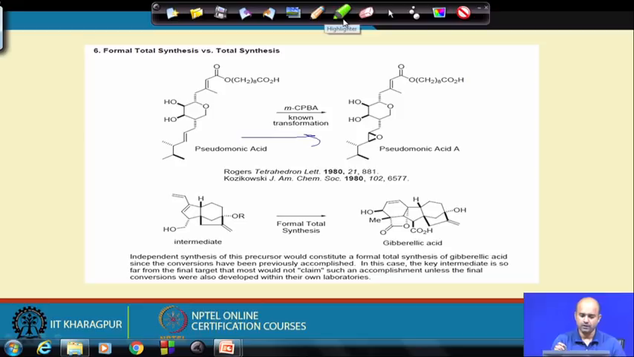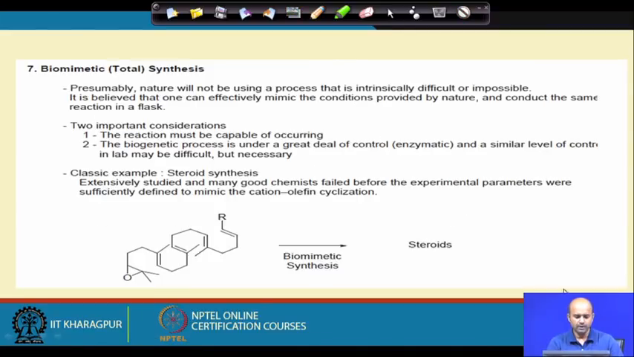Sometimes this is very important, and sometimes it happens that you are trying to do a biomimetic synthesis, which is nothing but how natural products are synthesized in nature, how our mother nature made complex molecules. That is called biomimetic synthesis.